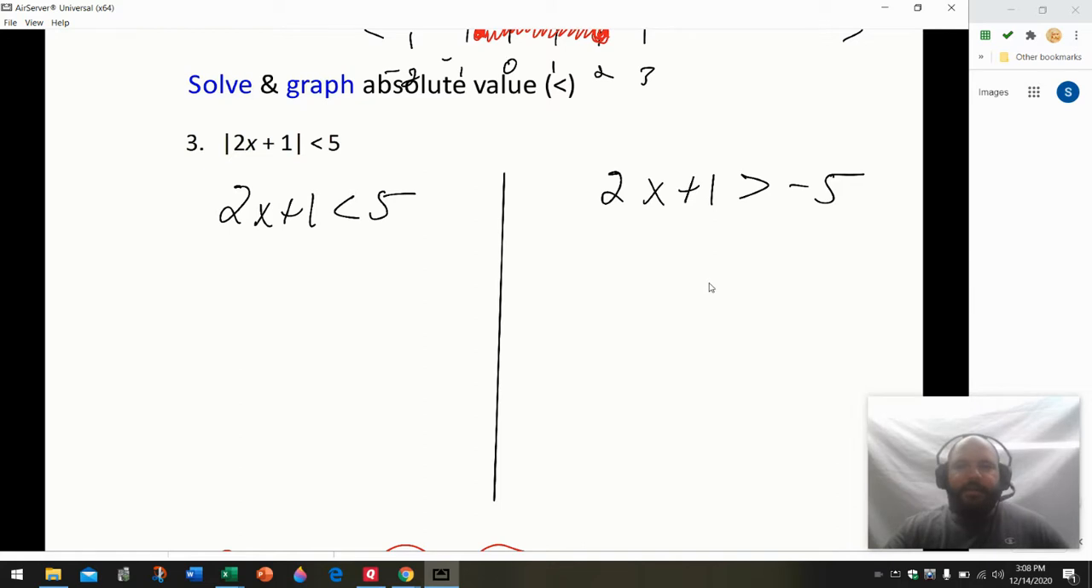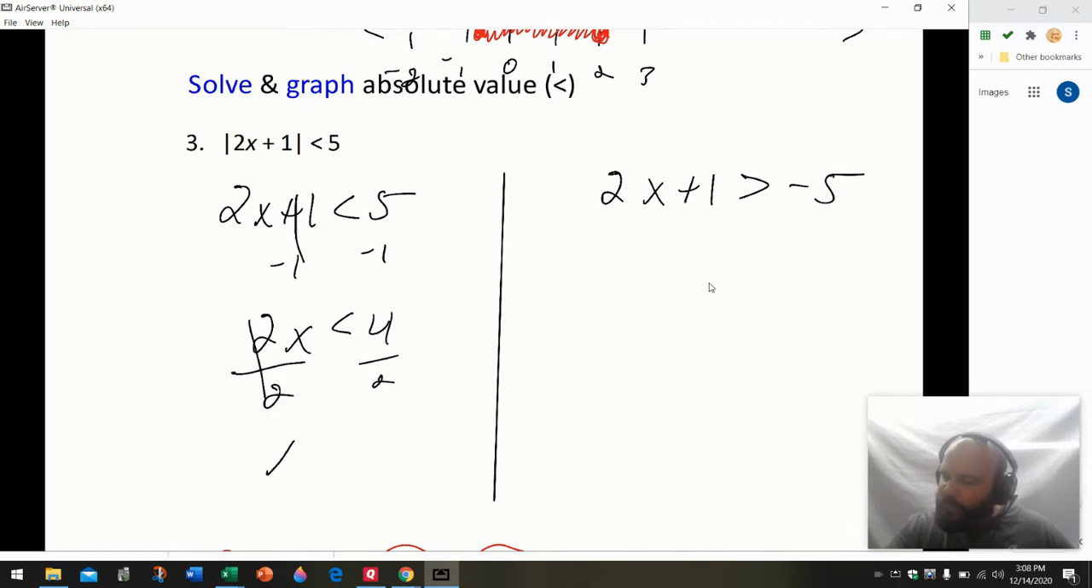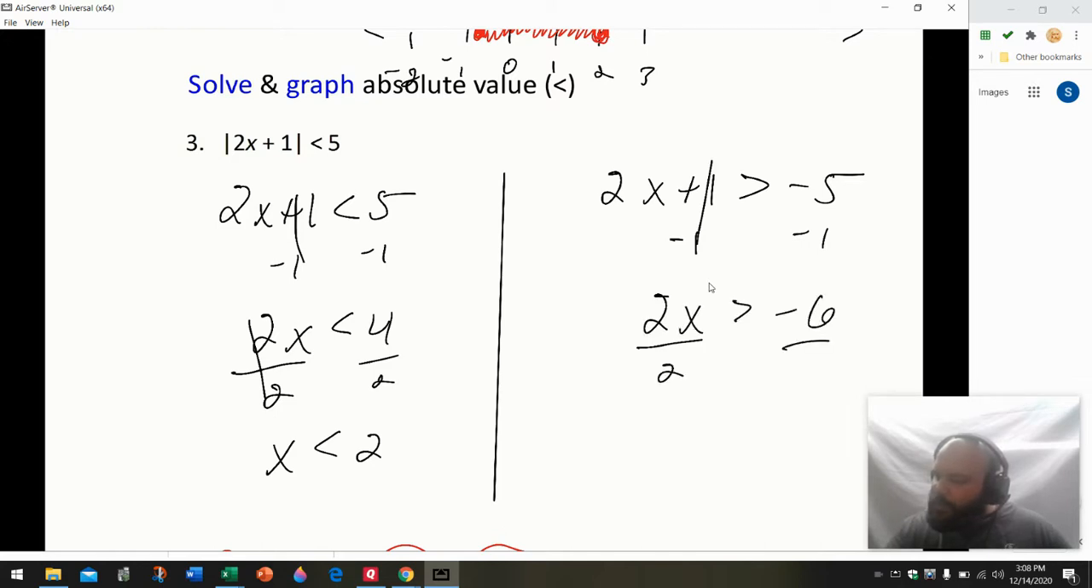Now from there, I need to solve each one of these. So I'm going to subtract 1 from both sides. I get 2x is less than 4. Then I'm going to divide by 2, and I get x is less than 2. Now over here, I'm going to subtract 1. I get 2x is greater than negative 6. Then I'm going to divide by 2, and I'm going to get x is greater than negative 3.